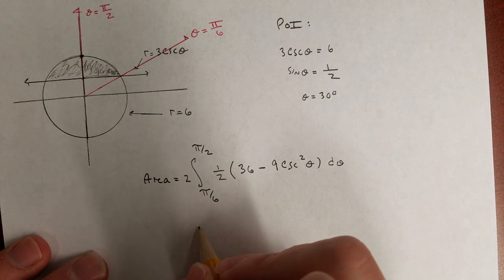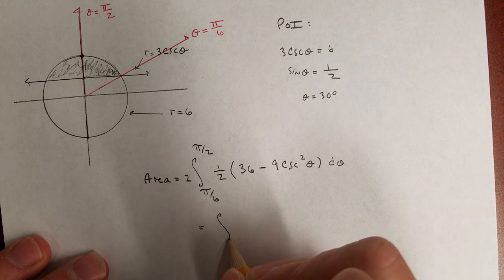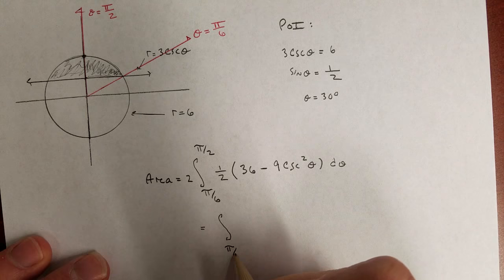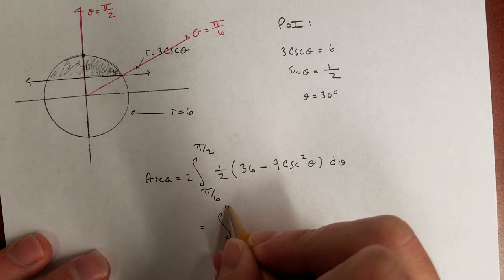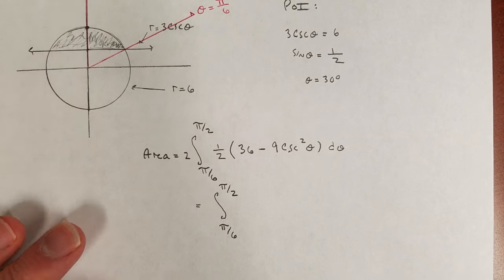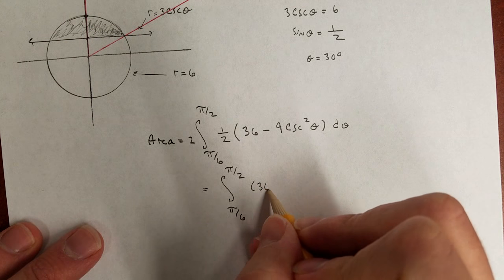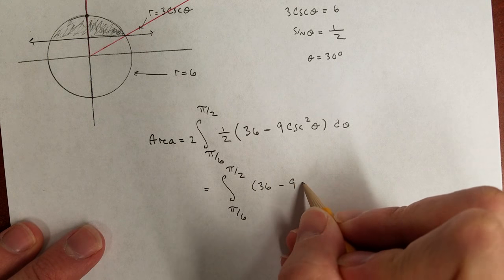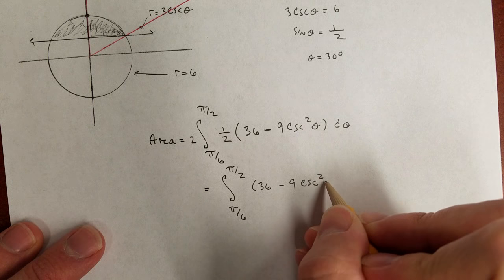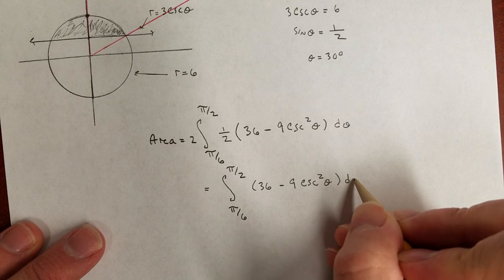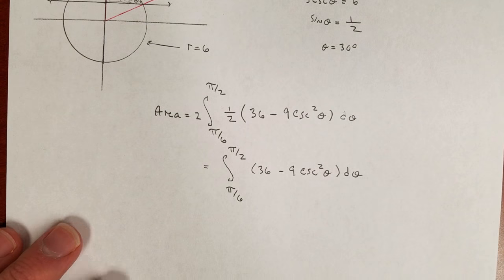So the 2.5 cancel, and then I'm left to figure this out. I've got this integral from pi over 6 to pi over 2 of 36 (can't do anything with that) times 9 cosecant squared. I don't really see the need to do anything with that.